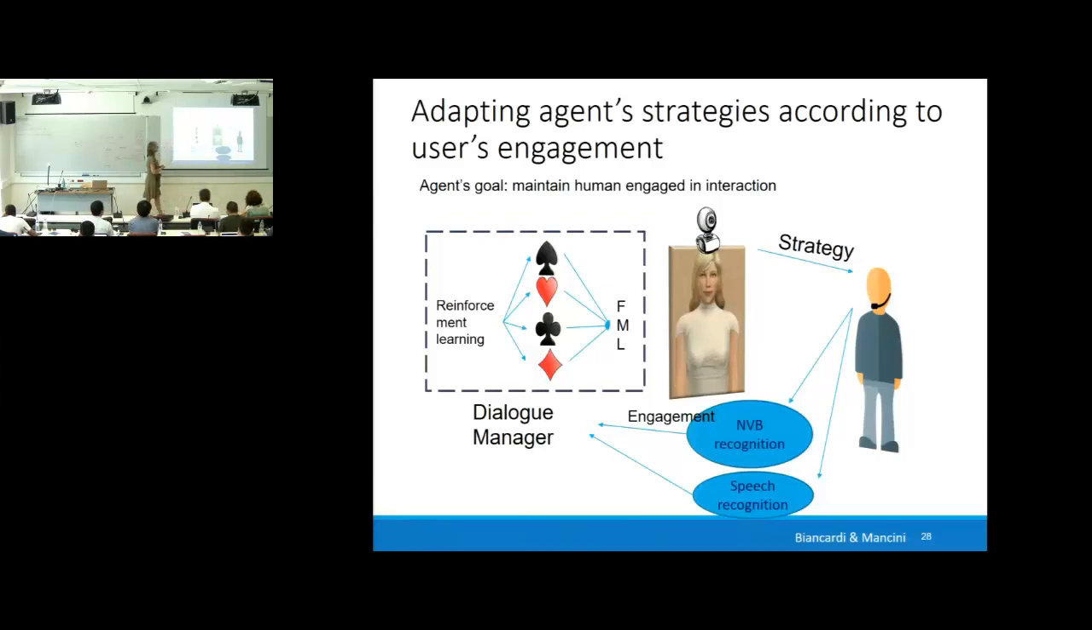We have the users that are detected through Kinect and speakers. And in this work, we didn't have access to the impression modules, so we developed an engagement module. So we measured the level of engagement of the users based on their nonverbal behaviors. And we had, again, a reinforcement learning algorithm that selects the strategies at each speaking turn based on the level of engagement. And the reward function was, again, the level of engagement.